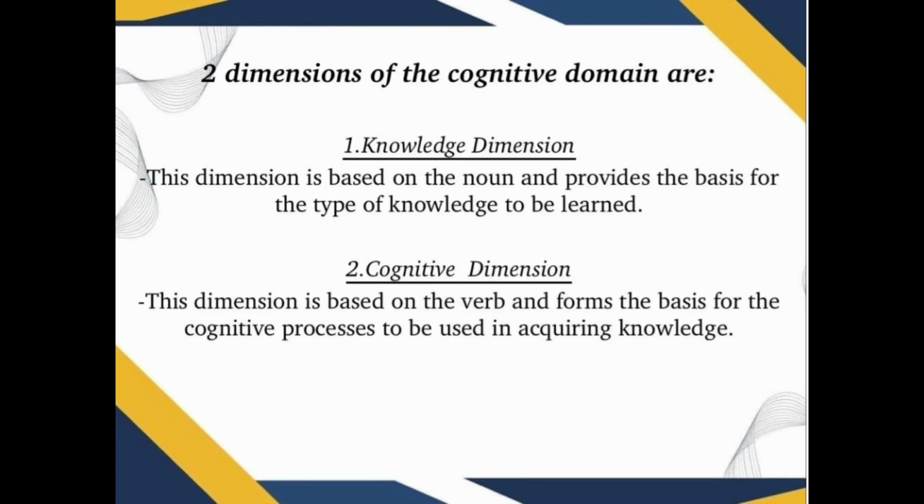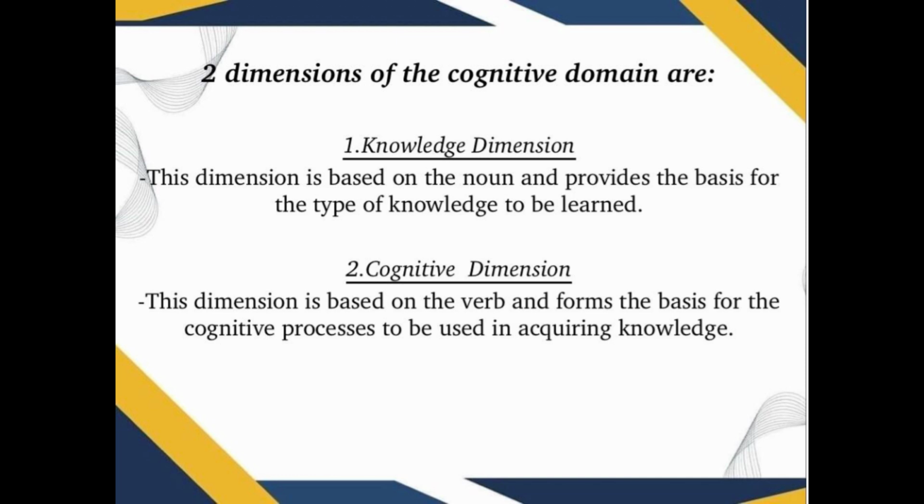We have two dimensions of the cognitive domain, which are the knowledge dimension and the cognitive dimension. The first one, the knowledge dimension, is based on the noun and provides the basis for the type of knowledge to be learned. One of the best examples of the knowledge dimension is identifying and listing the different parts of a plant, the roots, stem, leaves, and flowers, as part of a biology lesson.